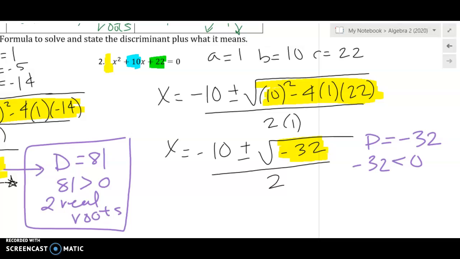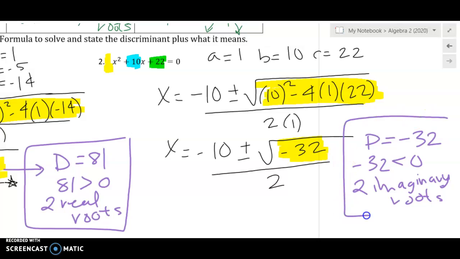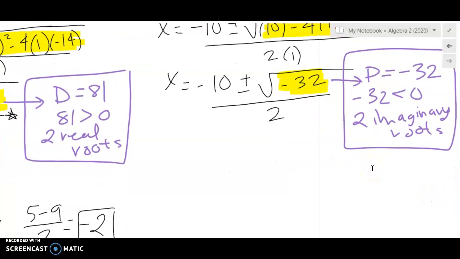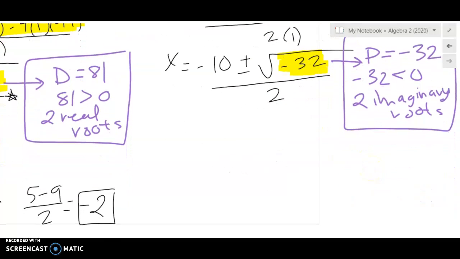So if you look at your chart, that means we're going to have two imaginary roots, or two imaginary solutions. So that's important. That comes from that negative 32. And that tells you when you solve this in just a moment, you're going to have i, imaginary, in your answer. So let's break this down. So I'm going to go ahead and do my factor tree. I'm going to break it down in orange here.